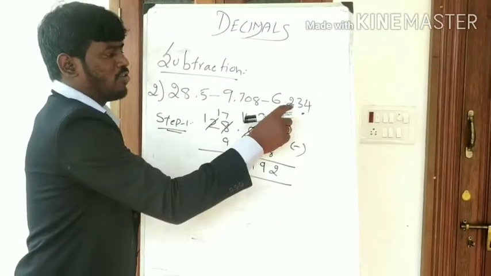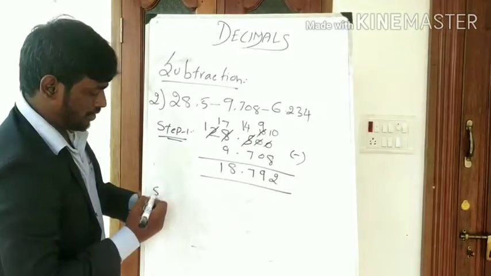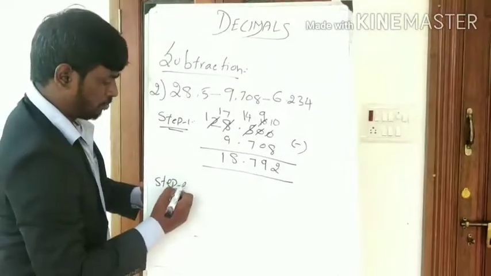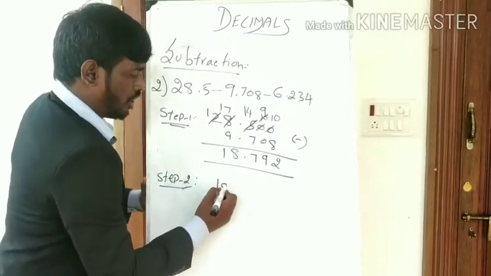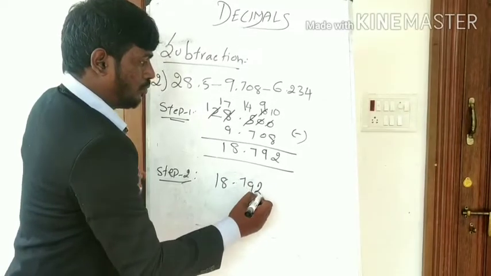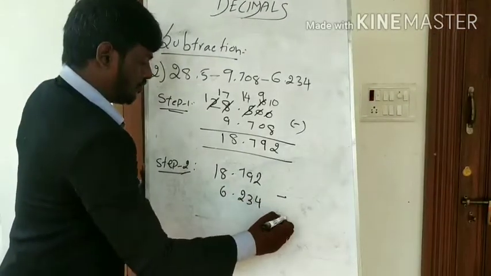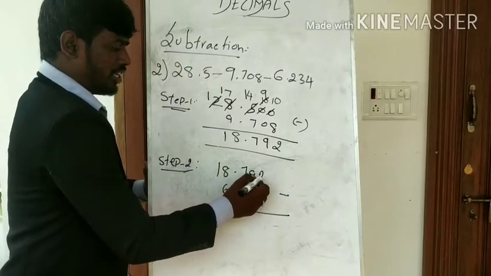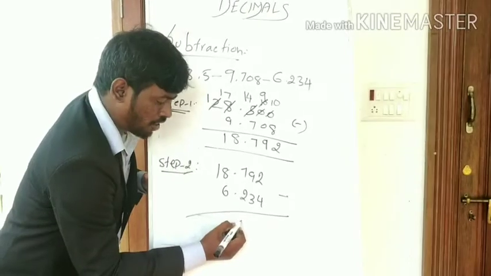But we have one more thing. What is that? Minus 6.234. Step 2. What is the answer here? 18.792 minus 6.234. Here 3 decimal places, 3 decimal places. So straight away we'll go for subtraction. But before that, keep the point.